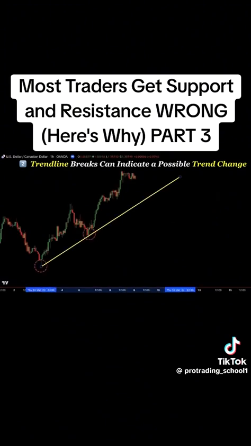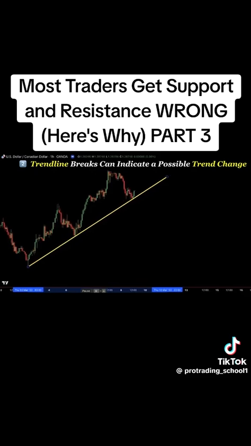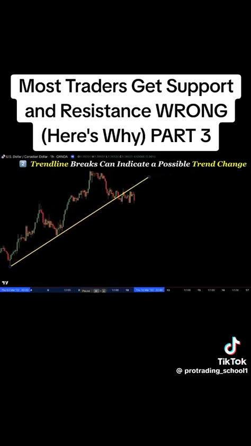In an uptrend, the trend line is drawn below price. If price breaks below it, this may indicate a potential shift toward a downtrend.